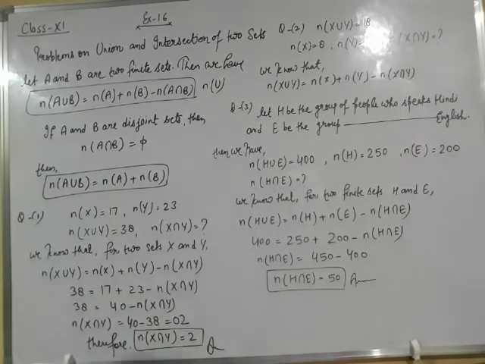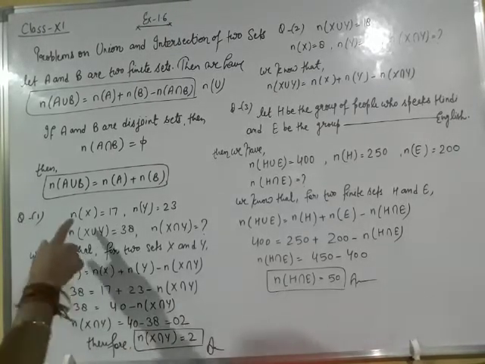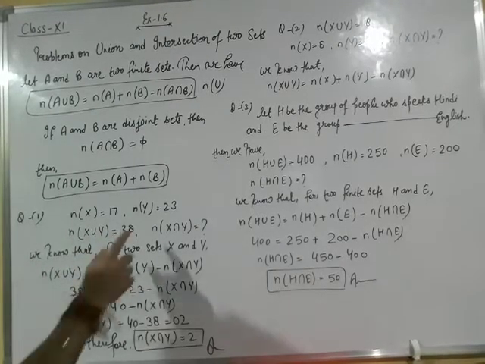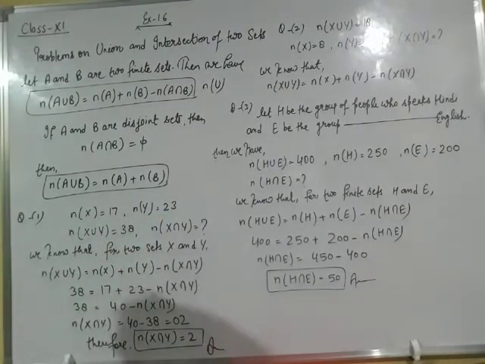Now move on to question number 1. In question number 1, if x and y are two sets such that n(x) is equal to 17 and n(y) is equal to 23 and n(x union y) is equal to 38, then find the value of n(x intersection y).